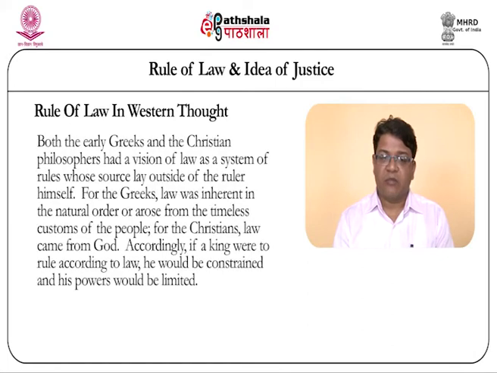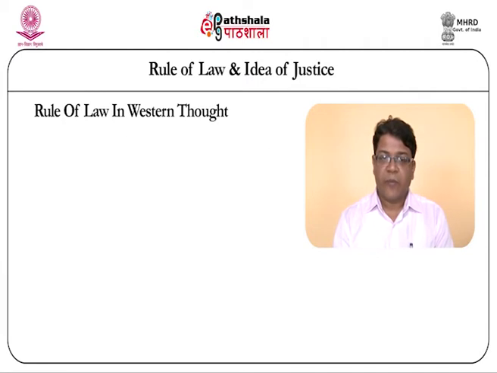Both the early Greeks and the Christian philosophers had a vision of law as a system of rules whose source lay outside of the ruler himself. For the Greeks, law was inherent in the natural order or arose from the timeless customs of the people. For the Christians, law came from God. Accordingly, if a king were to rule according to law, he would be constrained and his power would be limited.